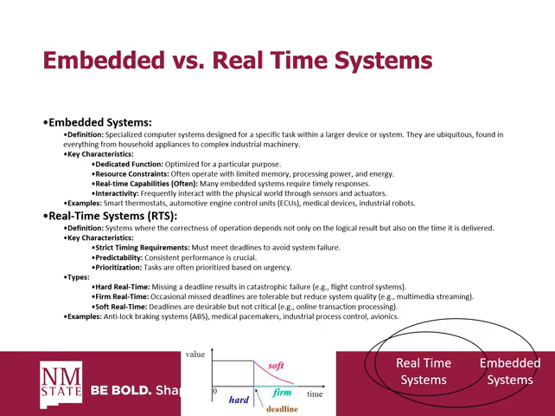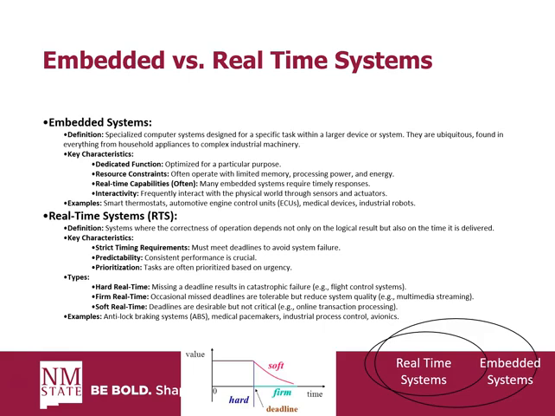So there are two fundamental concepts in the world of computing: embedded systems and real-time systems. While they often overlap, they are not quite the same. Let's break down the key differences. So first, let's talk about the embedded systems. As you can see, the definition here is specialized computer systems designed for specific tasks within a larger device or system. Think of them as dedicated problem solvers found in everything from your washing machine to complex industrial machinery.